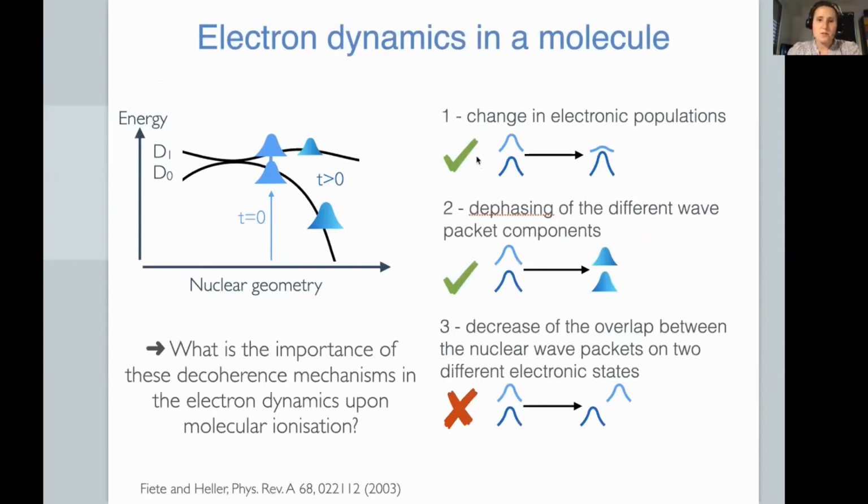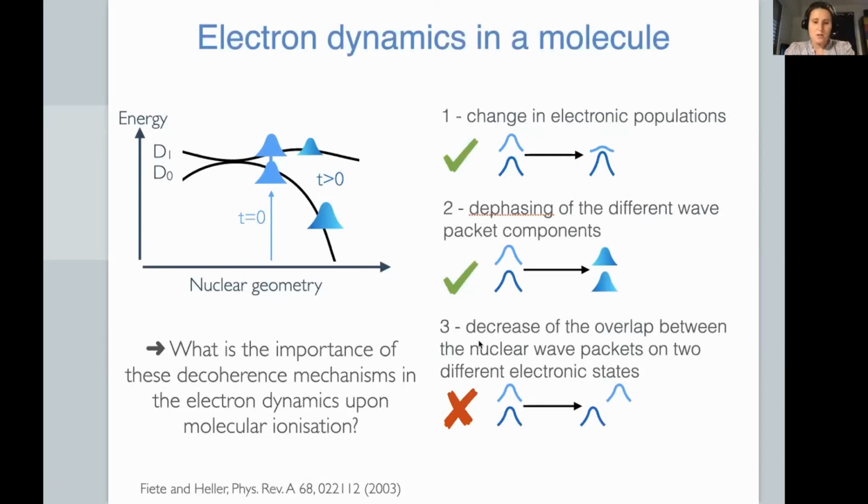So far, I've shown you the results with the Ehrenfest method. The Ehrenfest method is able to describe the non-adiabatic transition between electronic states, so the change in population. With an ensemble of geometries or trajectories, it is able to describe the dephasing mechanism between the different phase wave packet components. But it is a mean field approach, which means that the nuclear wave packets on different electronic states are not allowed to move away from each other. And I was a bit worried about this mean field approximation and the effect that it could have on the coherence lifetime.